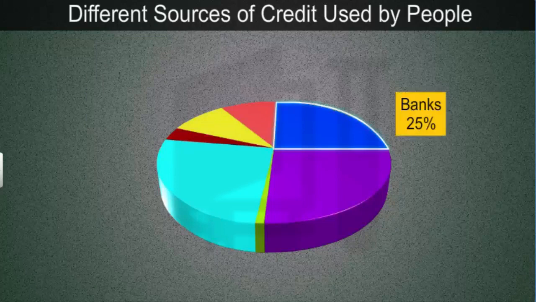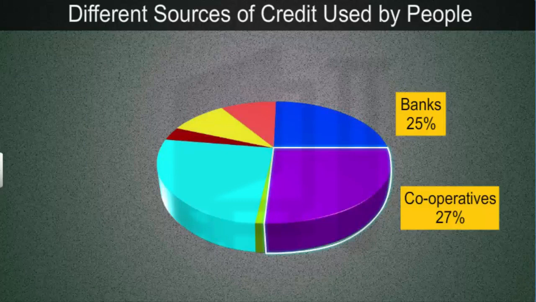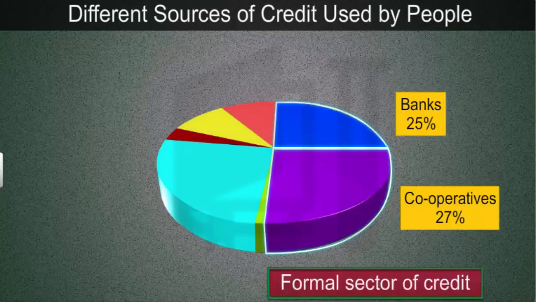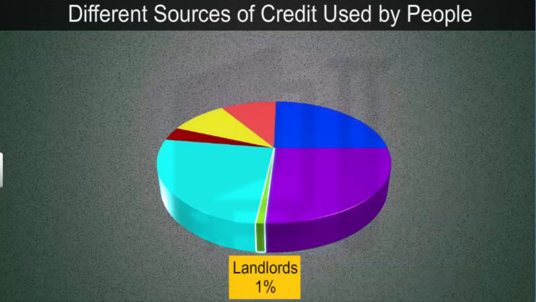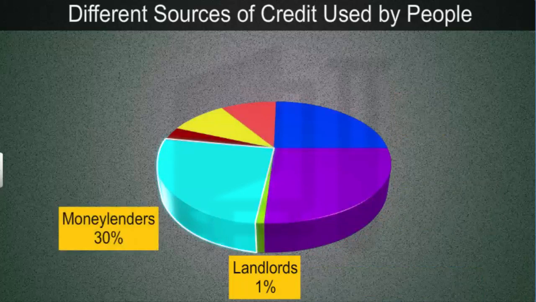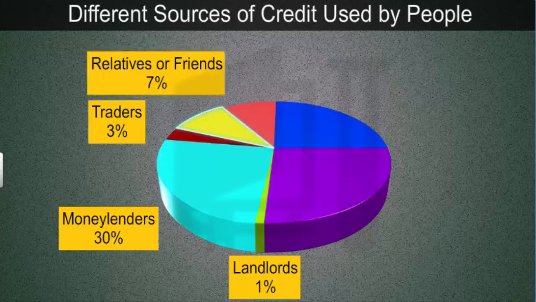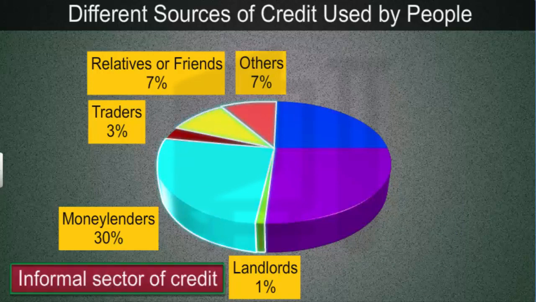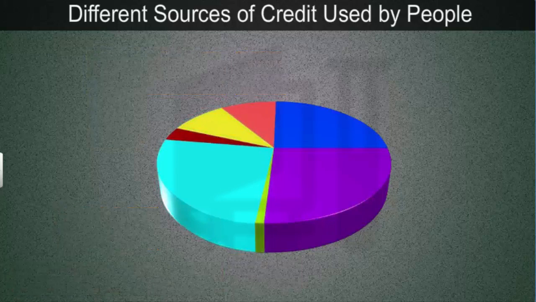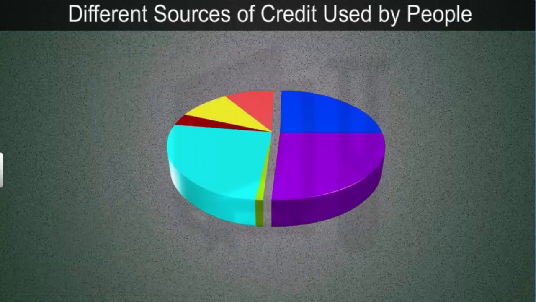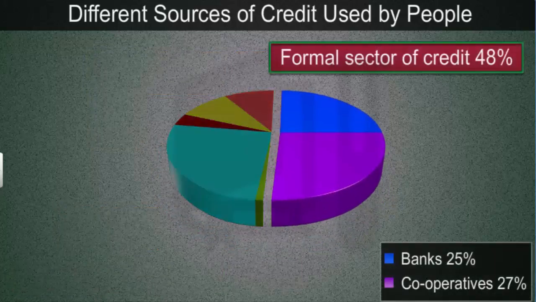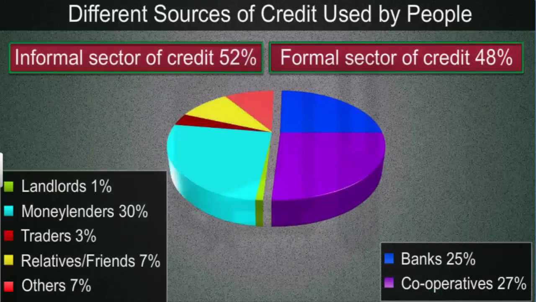Banks and cooperative societies constitute the formal sector of credit. Landlords, moneylenders, traders, relatives, friends, and other sources of credit constitute the informal sector of credit. Thus, we see that the formal sector provides only marginally more credit than the informal sector.